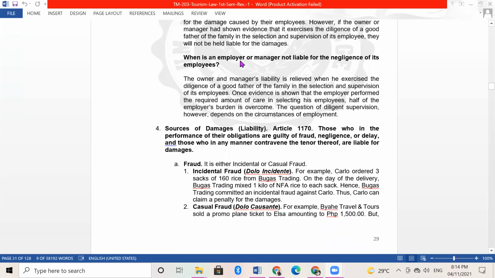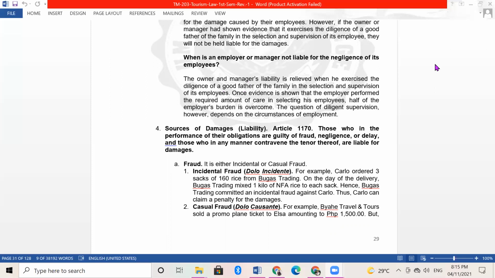So when is an employer or manager not liable for the negligence of its employees? The owner's and manager's liability is relieved when they exercise the diligence of a good father of the family in the selection and supervision of its employees. Once evidence is shown that the employer performed the required amount of care in selecting his employees, half of the employer's burden is overcome. The question of diligent supervision, however, depends on the circumstances of employment.